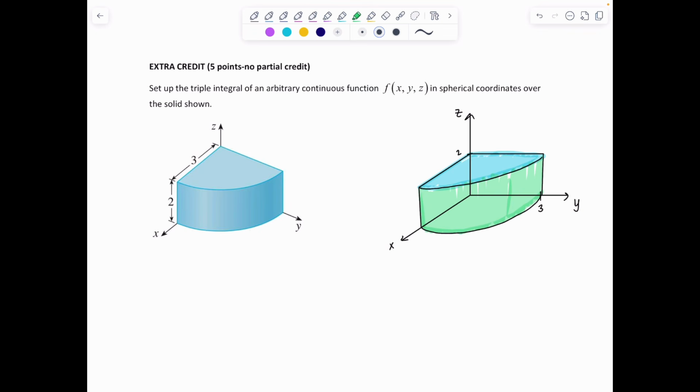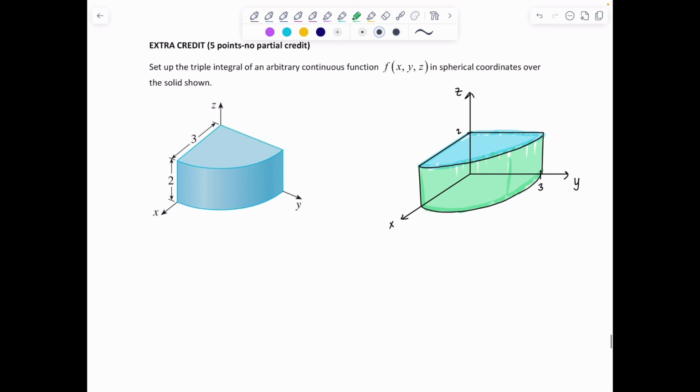Okay, what about phi? That's going to change depending on how things are going. Obviously, it's from 0 all the way to pi over 2, but we're going to split it because rho goes from 0 to this plane here, 0 to the top of it. Rho is determined by the top of this solid, which is z equals 2.